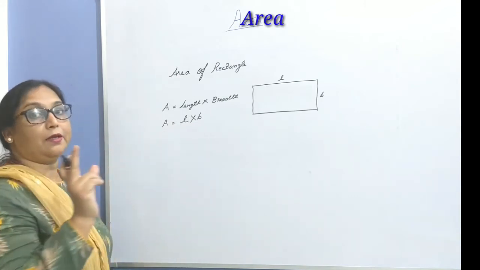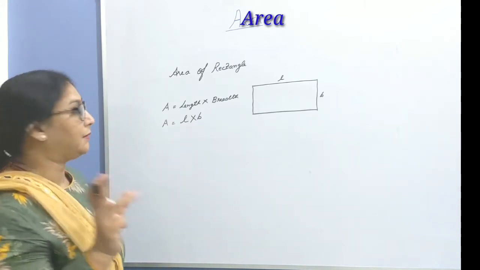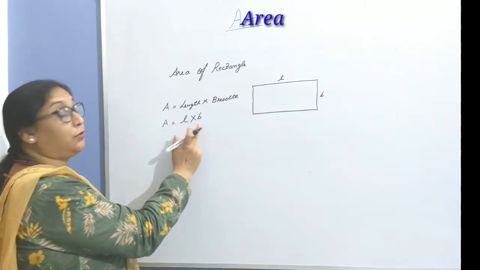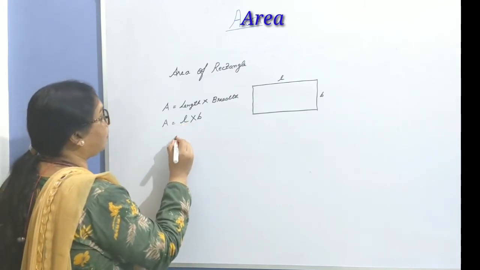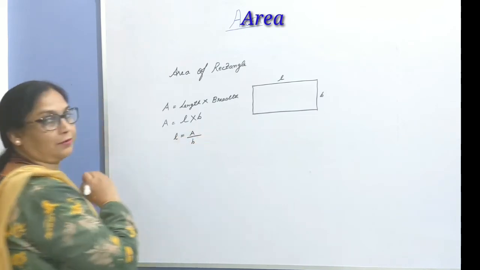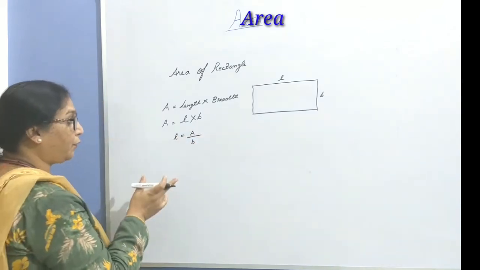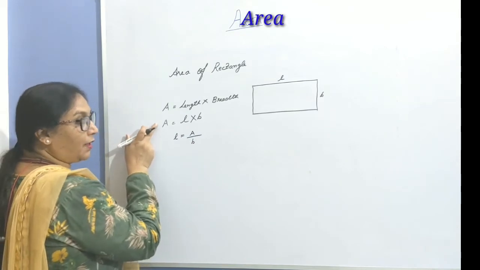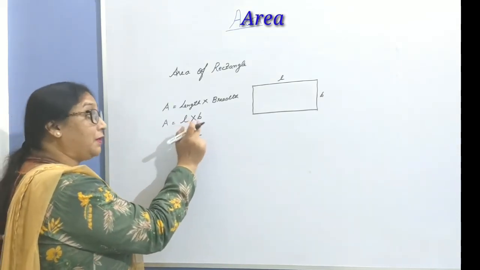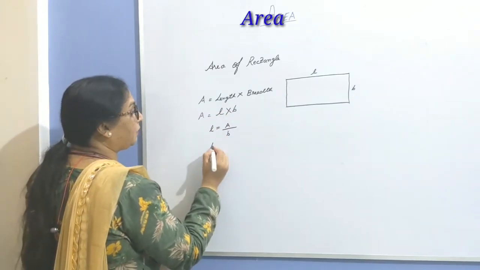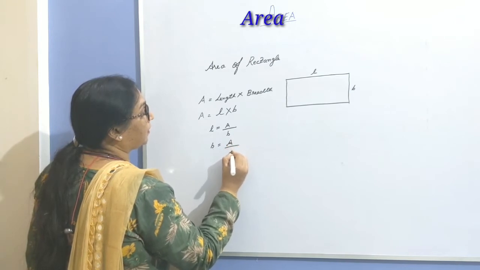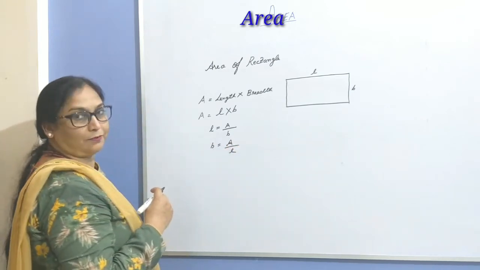From here we can derive two more formulas. In case you are provided area and breadth and the question is to find the missing length, the formula of missing length is area divided by breadth. Similarly, if you are given the area of the rectangle and the length, and the question is to find the missing breadth, how will you find it? Missing breadth equals area divided by the given length.